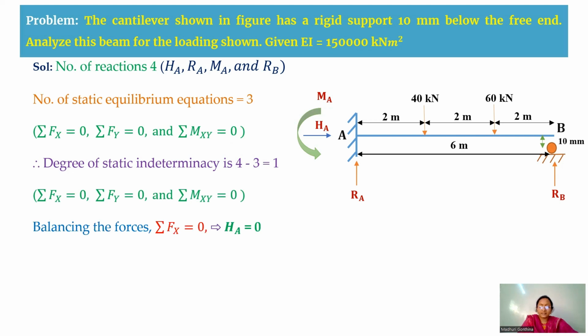Now we are going to balance the forces. For balancing forces, we take sigma Fx equal to 0. As there is no horizontal external loading, HA will be equal to 0. And sigma Fy equal to 0 means RA plus RB will be equal to 40 plus 60, that is a total of 100 kilonewton. So this is another equation.